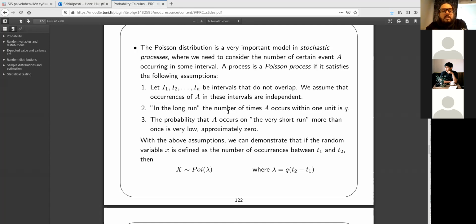The probability that this event happens more than once if we take a very short look is very low, approximately 0. So the occurrences do not tend to cluster. This rules out situations where you have a random event triggering another immediately, with no delay, or a delay very small compared to the average time span it takes for these things to happen. There's no triggering effect, so they don't happen in pairs, for instance.